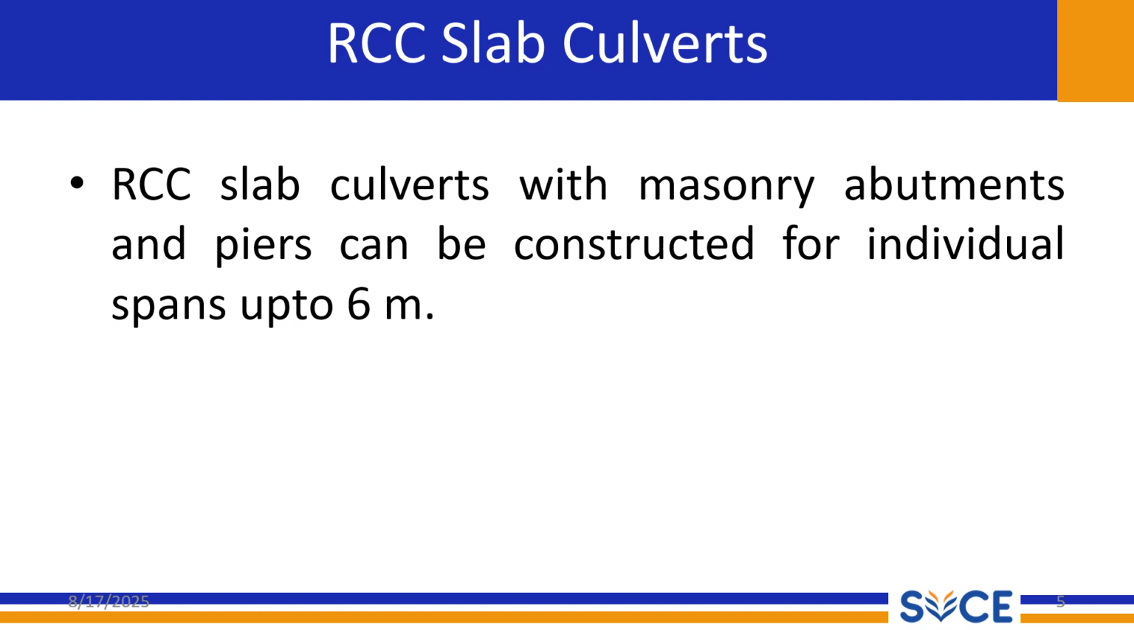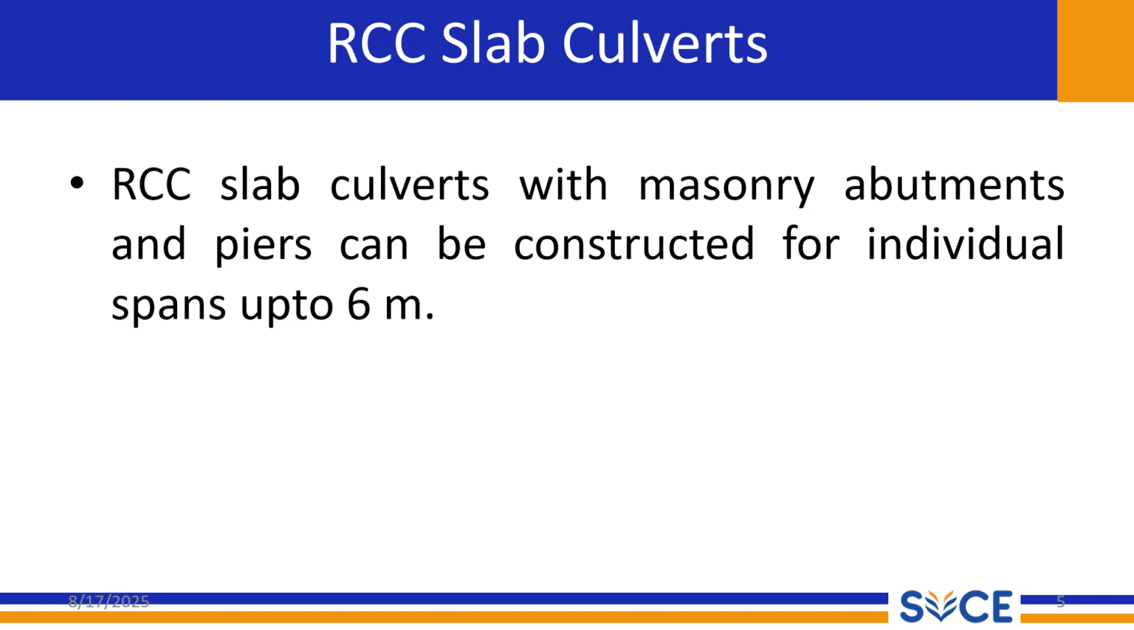Compared to the stone slab culvert, the RCC slab culvert has several advantages. They can be designed for larger spans, usually up to 8 meters, depending upon the traffic load conditions. They are strong, durable, and capable of carrying heavy loads such as highway traffic, including IRC Class AA loading. The RCC design also allows flexibility in the design, ensuring proper drainage, durability, and safety as per the IRC codes.